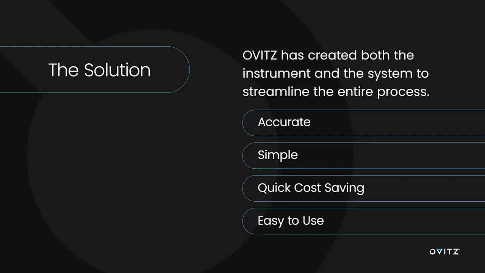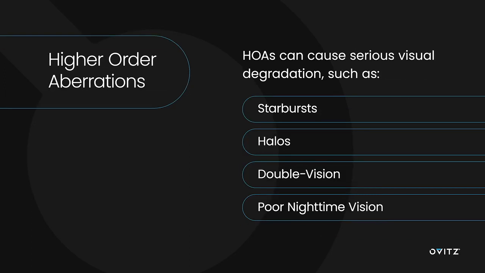The Ovitz xwave system streamlines the process of measuring higher order aberrations and applying them to scleral lenses. It's a fully integrated system that simplifies your process and removes human error. It's accurate, cost-saving, and easy to use. The Ovitz xwave aberrometer detects and helps correct higher order aberrations that cause serious visual degradation, such as starburst, halos, double vision, and poor nighttime vision.